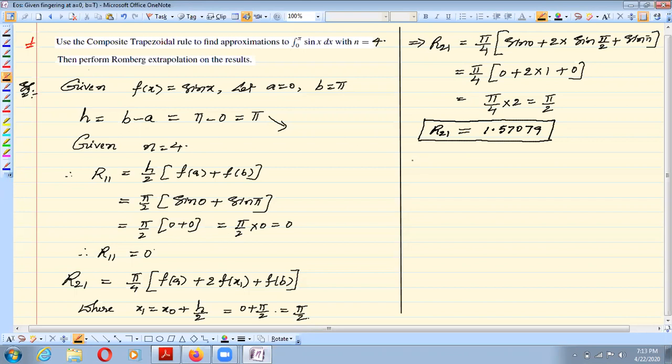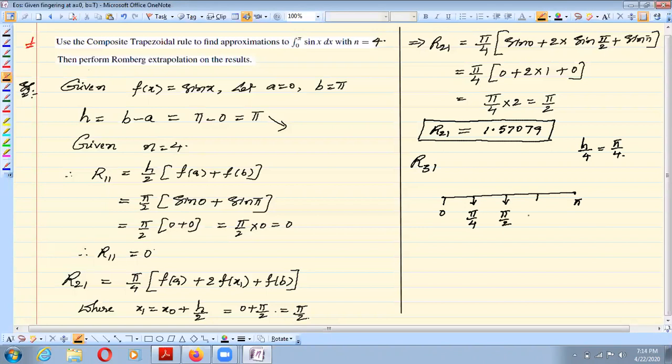Next perform R31. While you are going to perform R31, we partition the given interval, 0 to pi, by taking h by 4, that means pi by 4. So length we add: 0 plus pi by 4, next pi by 4 plus pi by 4, 2 pi by 4, hence we will get pi by 2.